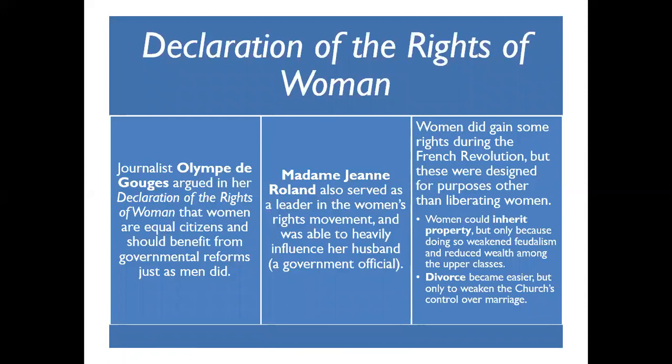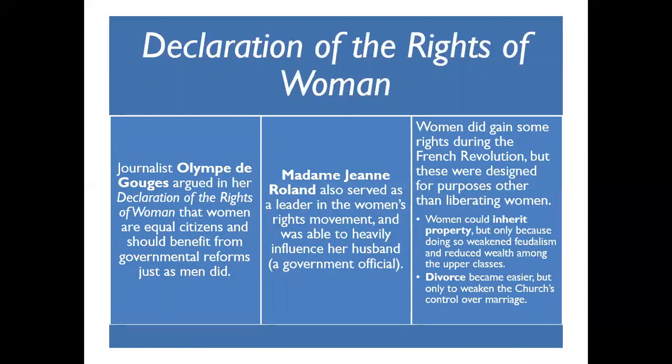They were not given the right to take part in any of the revolution. That means they cannot start any political party and all. That was the thing. So here, the Declaration of the Rights of Women was also given, that women are equal citizens and should benefit from governmental reforms just as men do. Women are also citizens. Then why should they be abolished, or why should they not be given equal rights?